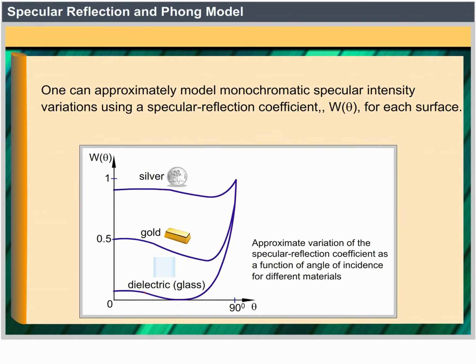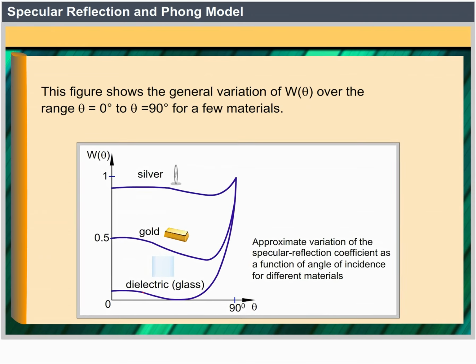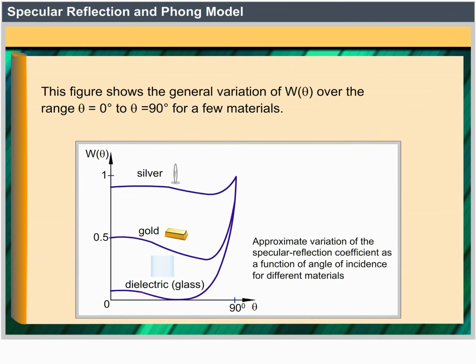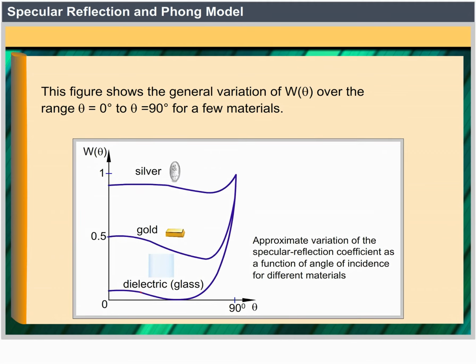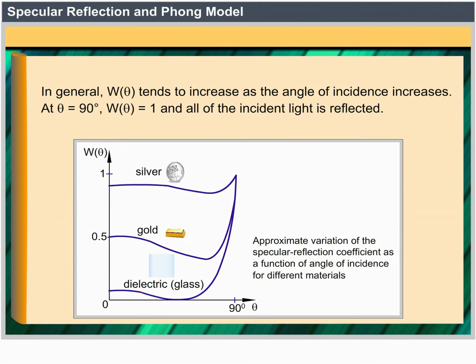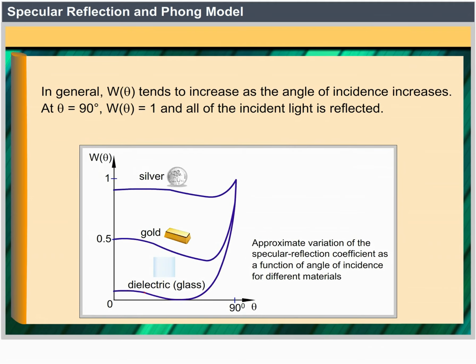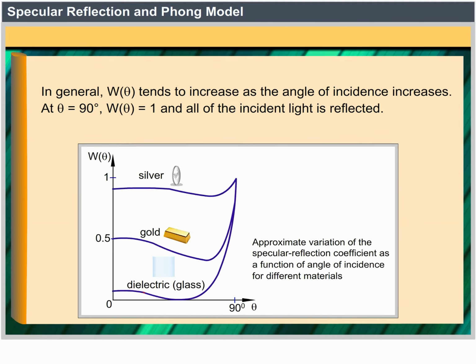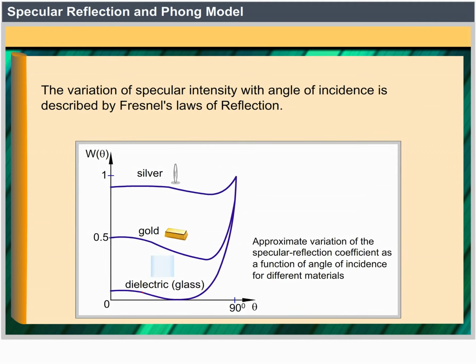This figure shows the general variation of W(theta) over the range theta equals 0 to theta equals 90 degrees for a few materials. In general, W(theta) tends to increase as the angle of incidence increases. At theta equals 90 degrees, W(theta) is equal to 1, and all of the incident light is reflected. The variation of specular intensity with angle of incidence is described by Fresnel's laws of reflection.